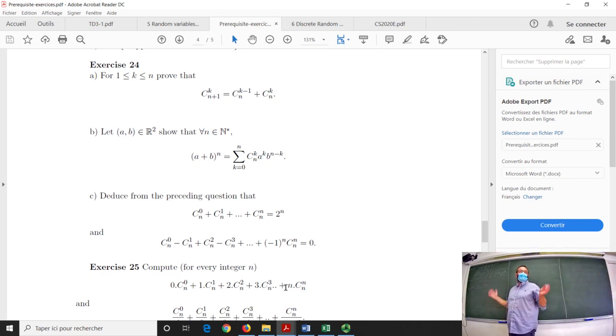So we are going to start just now. I have the template of my proof, and now I just have to compute and reach the result. So let's do it together. I use my hypothesis, so I will copy (a plus b) to the power n, which is equal to this one. It's my induction hypothesis.